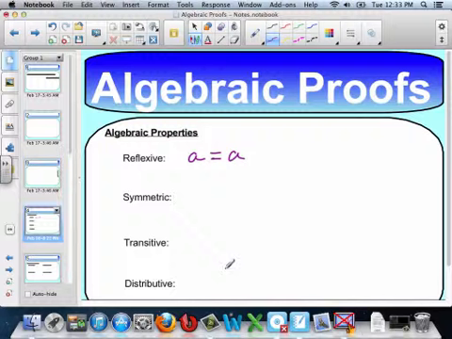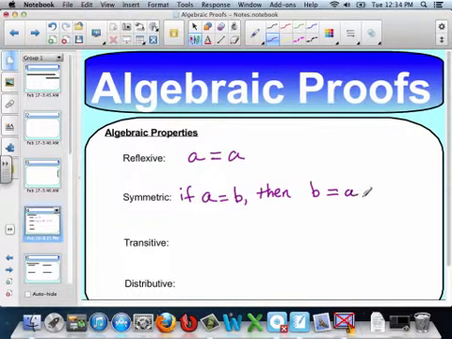Not to be confused with the symmetric property. With the symmetric property, we're going from having one equation in the reflexive to having two in the symmetric. So in the symmetric, we start off by saying that if A is equal to B, then B is equal to A. So what did I do there? Yeah, just flip over the equation. Switch sides. Okay, so that's the symmetric property. Basically, symmetric property is when I take an equation, I just flip it. That's all the symmetric is.